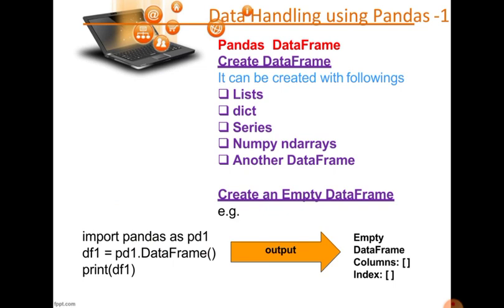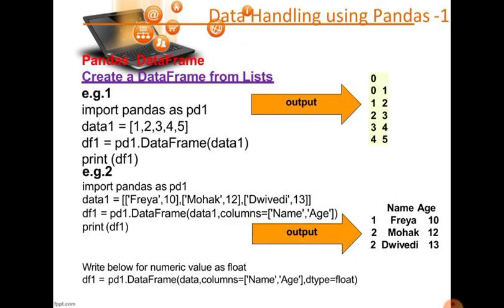Example: import pandas as pd1, df1 is equal to pd1.DataFrame(), print of df1. Output: empty DataFrame, columns: [], index: []. Create a DataFrame from a list.